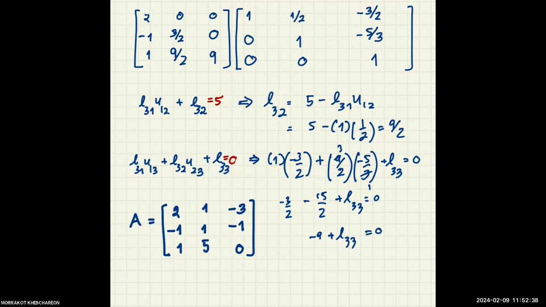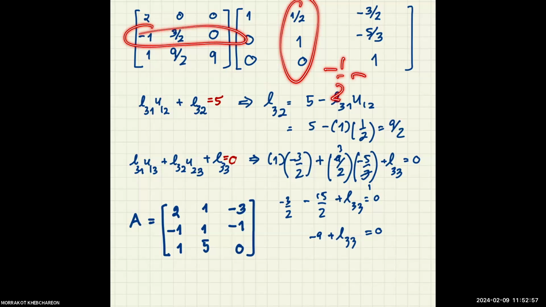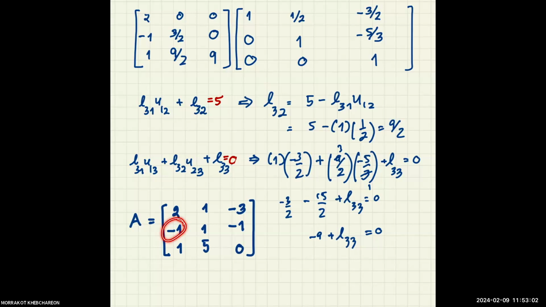Okay, let's check. 2, okay, 2. This time this is 1. This time this is minus 3. The first row is done. Second row, this time you get minus 1/2 plus 3/2, you get 1. Minus 1. That's correct because it's a minus sign here.